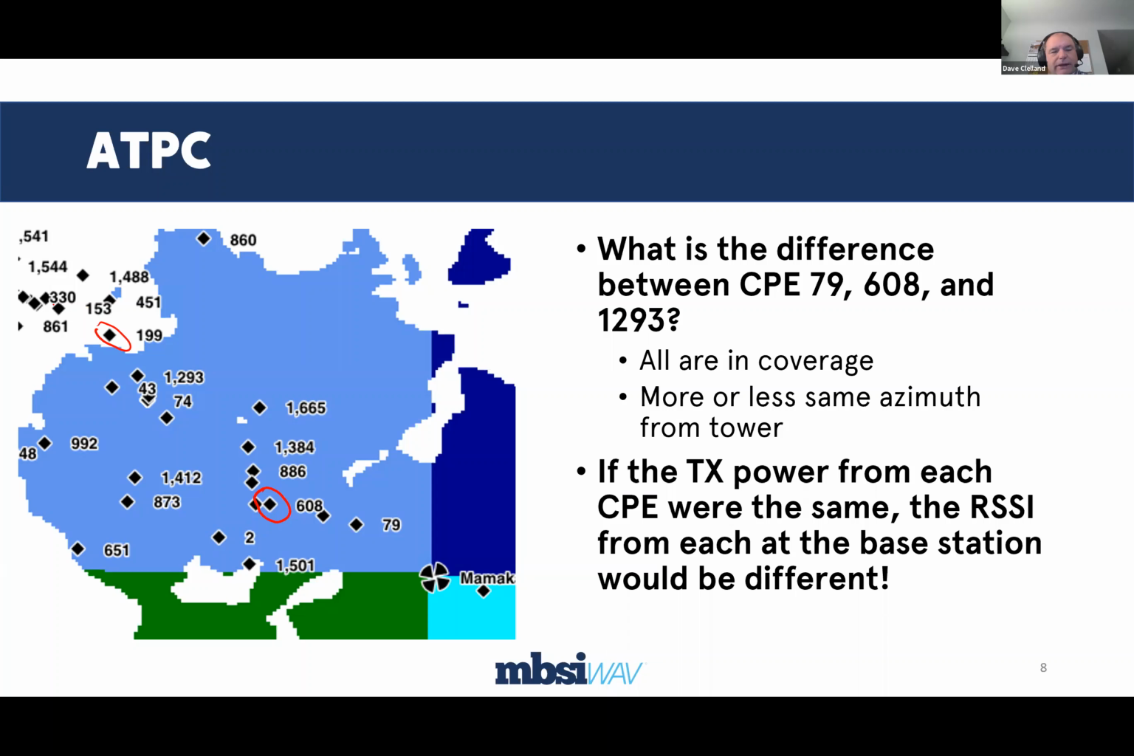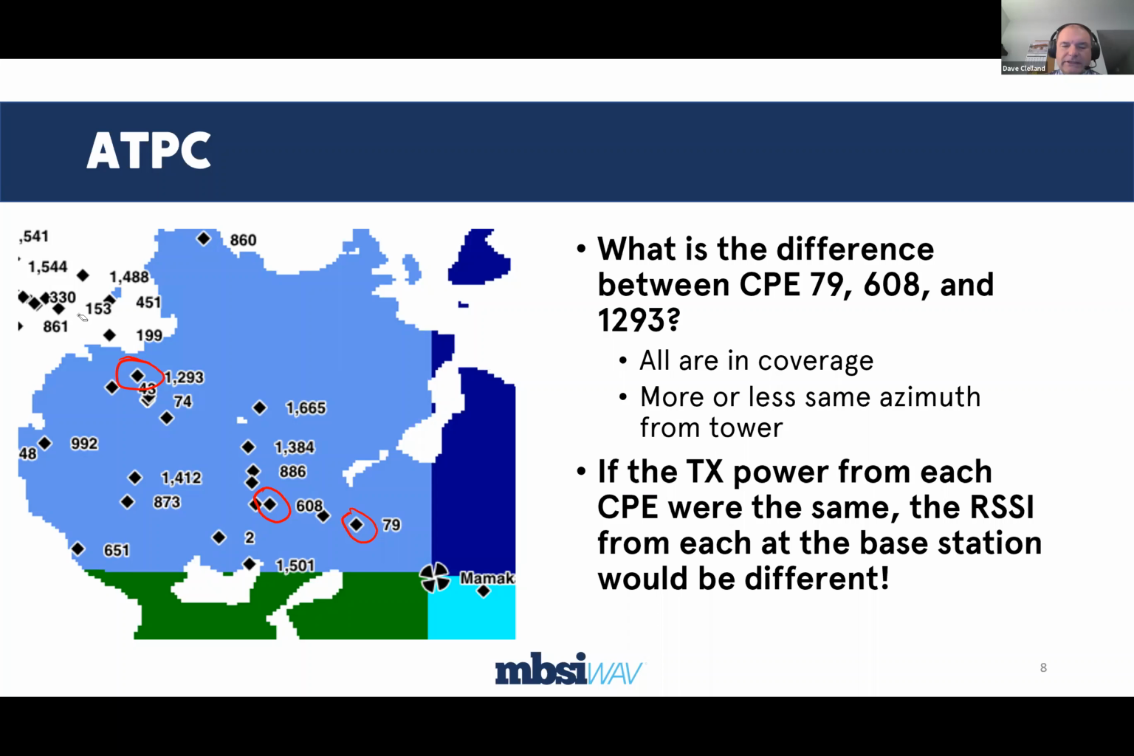So maybe you have to go a little bit higher, maybe something like that. But anyway, so there's the coverage area. The coverage area is our blue area. What's the difference between number 79, that's this one, number 608 that I pointed out here, and number 1923, which is right here? Let me erase my 199 here. All right, so what's the difference between those three?